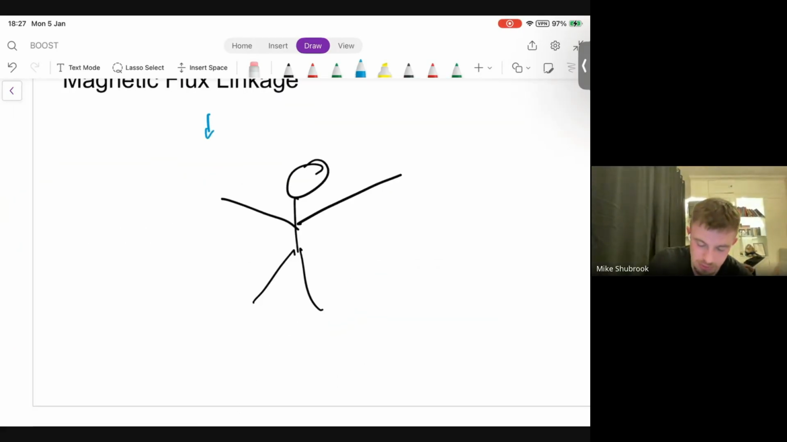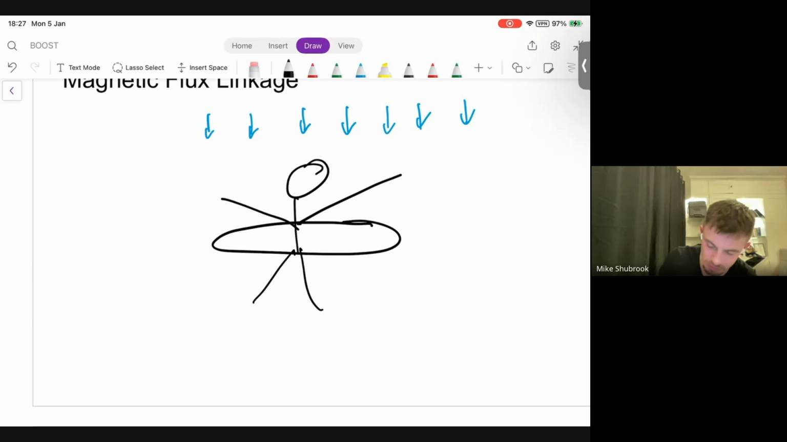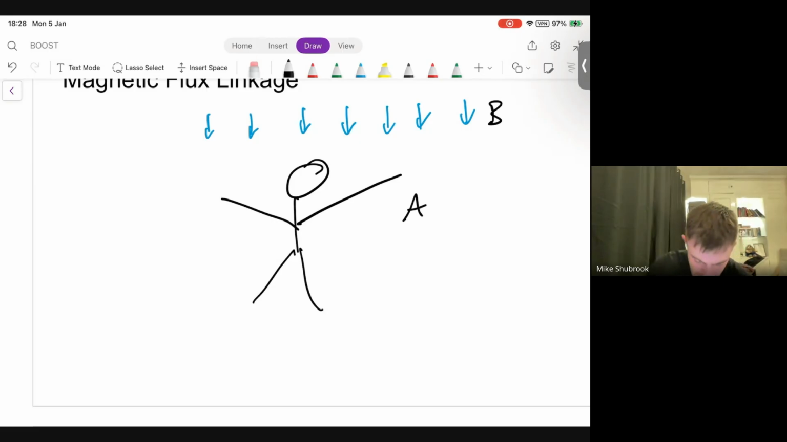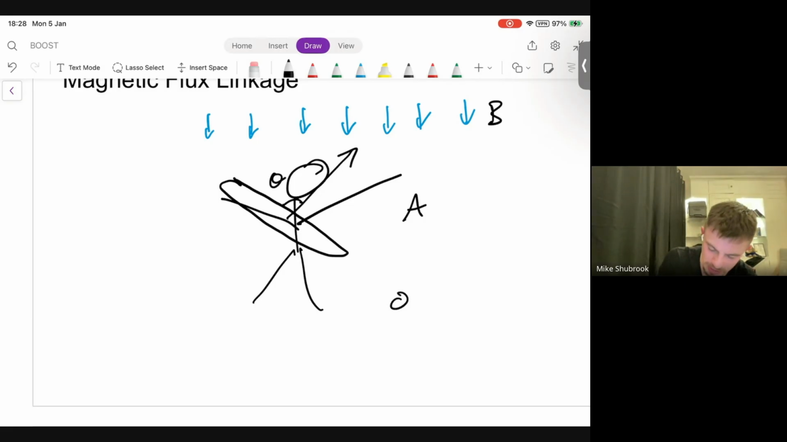So let's go back to our hula hoop analogy. If I have one hula hoop with area A and it's raining an amount B, so the magnetic field strength is B, then let me also add in an angle just to make it more interesting. I'm hula hooping at some angle theta, then we can work out the flux, which is B A cos theta.